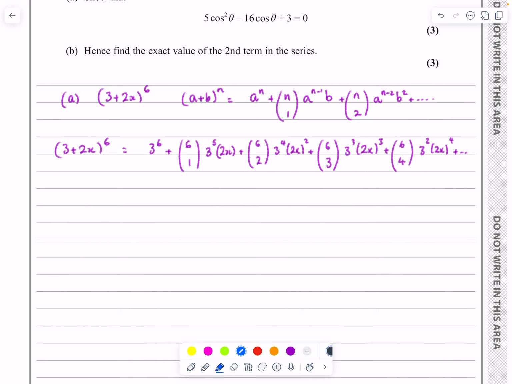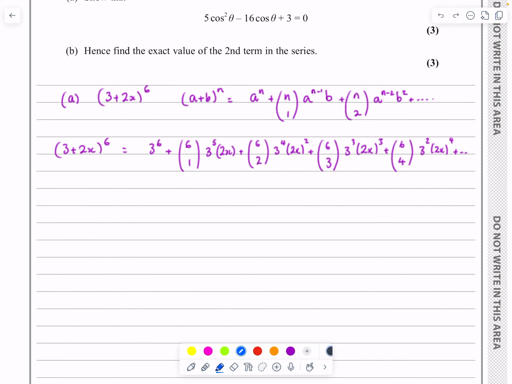I'm just going to do a really quick check to make sure that all those terms are right. So if I look at the 3's, 3^6, 3^5, 3^4, 3^3, 3^2, yep, they're all following a pattern. If I look at my nCr's, I've got 6C1, 6C2, 6C3, 6C4. Yeah, happy with those. My 2x's, there aren't any, then there's 2x, (2x)^2, (2x)^3, (2x)^4. I don't really need to check this last bit, but I will do. That adds up to 6. 5 and 1 adds up to 6. 4 and 2. 3 and 3. 2 and 4. Yeah, I'm pretty happy that I haven't made any mistakes with any of that.